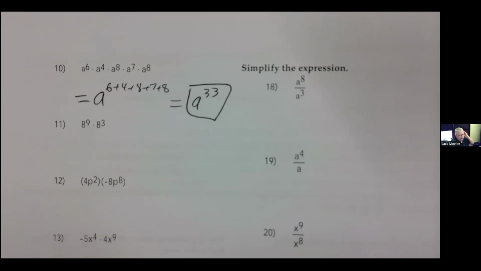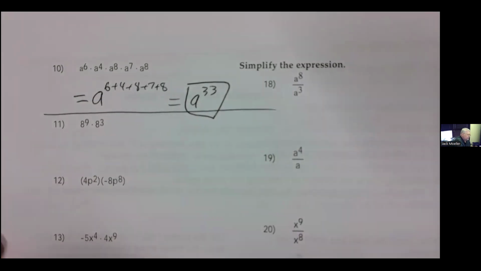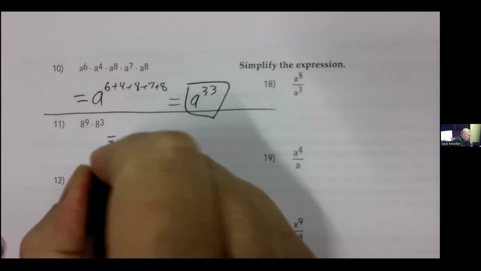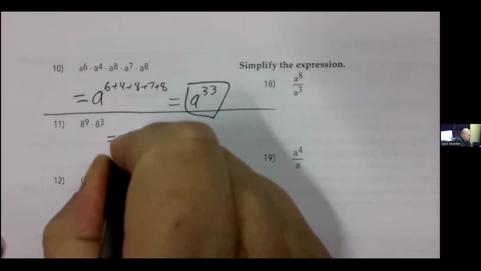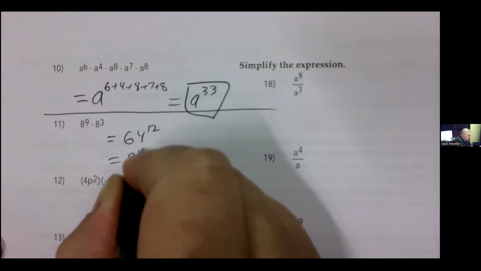Okay. So what about number 11? Now we have 8 to the ninth times 8 to the third. Typically I hear two answers here. So is it 64 to the 12th, or is it 8 to the 12th?